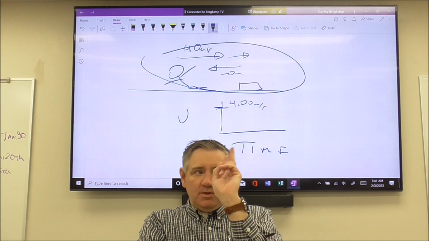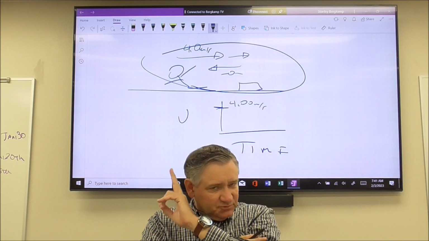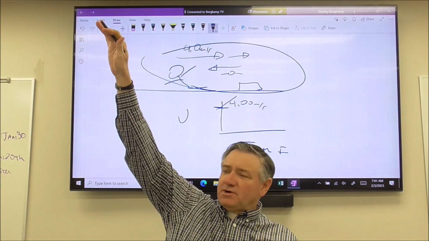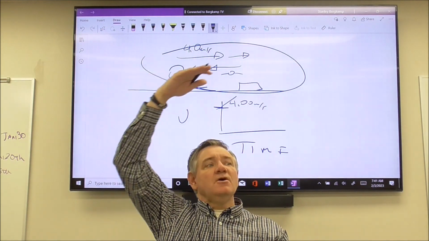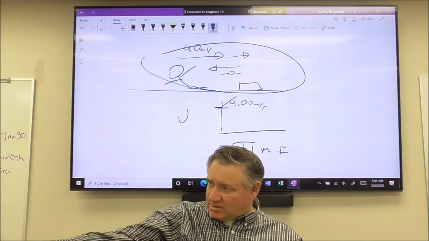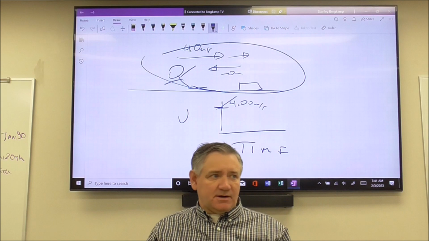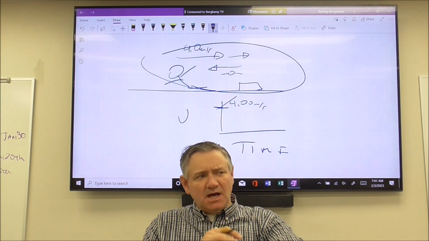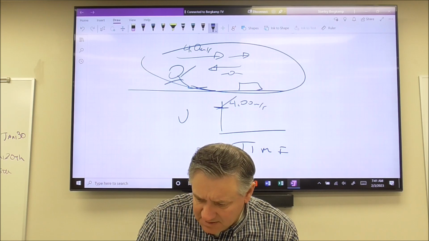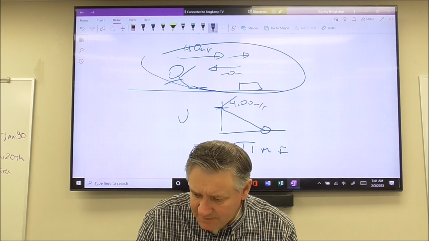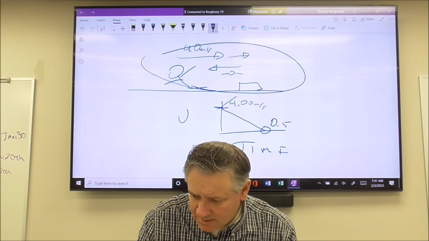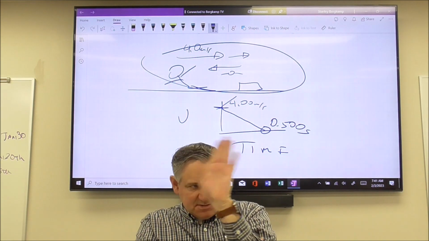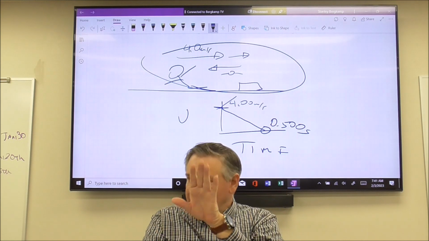Again, only one of two things could happen. Either this velocity vector slopes upward, and she's going to go faster, or that velocity vector is going to slope downward, and she's going to slow down. Only two things that can happen. Right, she's going to stop. I'm going to bring this down like this, and that's going to take a half a second. That's all you have to have on your velocity time graph. Don't make this complicated.